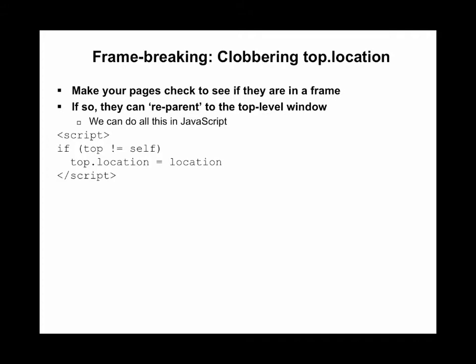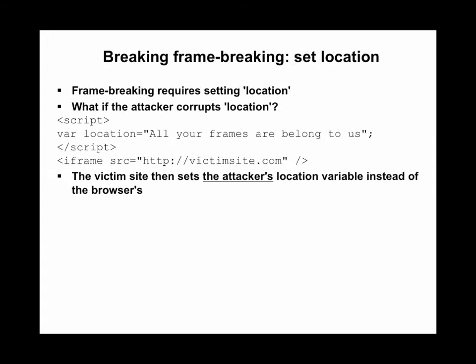But remember the cat and mouse game that we play with hackers. They found multiple ways of breaking our frame breaking. Let me show you a few. If the hacker creates some new variable called location, then the frame-breaking location sets this new variable instead of the browser's. Then they go ahead and they frame yours. So inside your script, when you try and set location, you're actually setting this variable. That overrides the breaking of the frame.